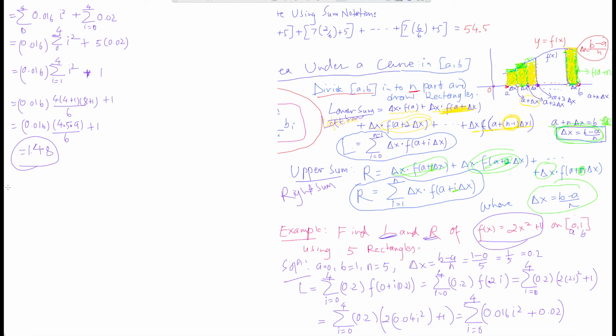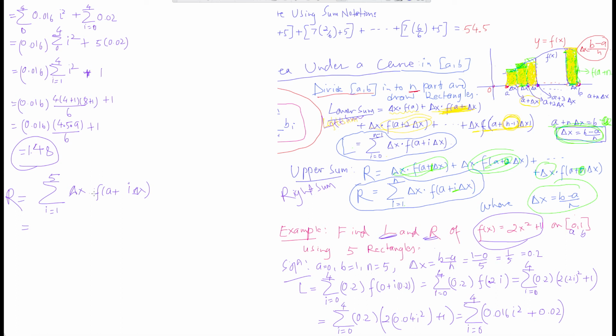So how do I find out the right sum? What is the formula for R? The formula for R is summation, right? It starts from i equals 1 through n, right? n is how many? n is 5 here. You see that? So the left sum starts from 0 through 1 less than the number of rectangles, that is 0 through 4. But here it is starting from 1 through n, right? And the formula is delta x times f of a plus i times delta x. Okay, this is similar to the previous one, except we start from 1 and then go through 5.